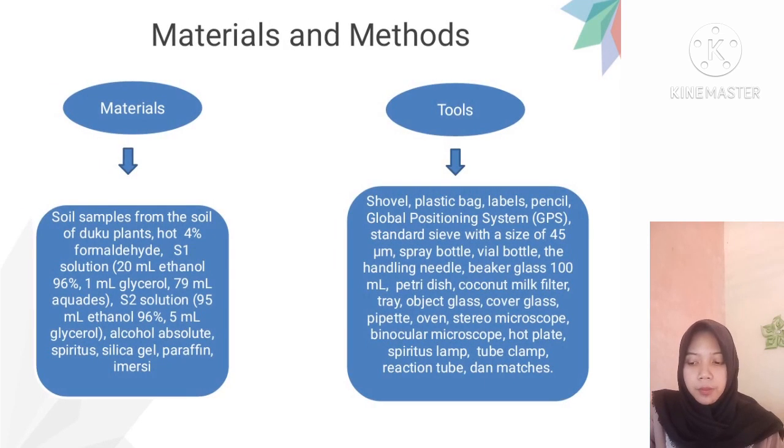Materials: soil samples, hot 4% formaldehyde as solution 1, solution 2, absolute alcohol, spiritus, silk gel, paraffin, immersion. Tools: shovel, plastic bag, labels, pencil, GPS, standard sieve with a size of 35 micron, spray bottle, fill bottle, beaker glass 100 ml, petri dish, filter, tray, object glass, cover glass, pipette, stereo and binocular microscope, hot plate, Bunsen, and top clamp.